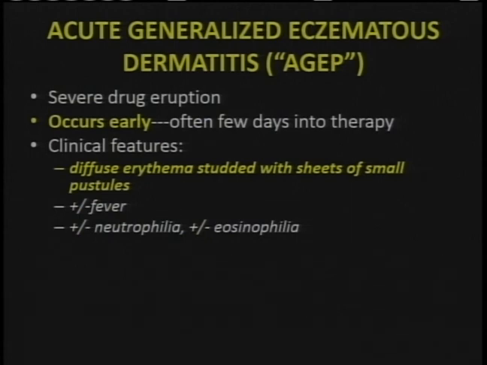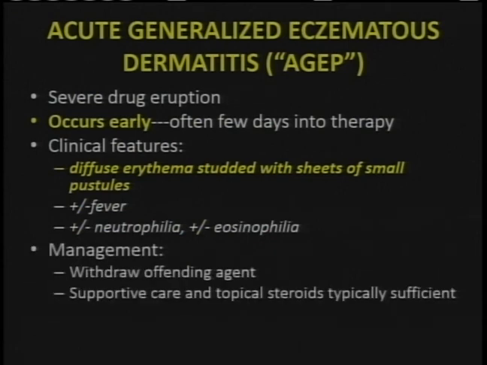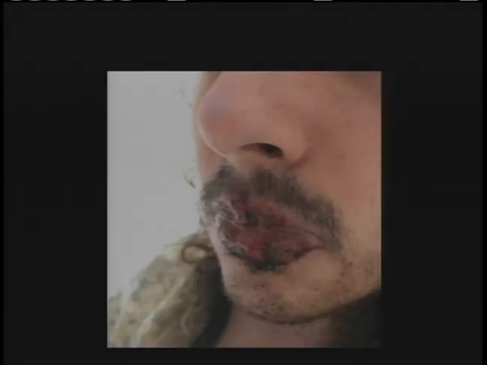Patients can have lab abnormalities with neutrophilia or eosinophilia, but they don't always have eosinophilia, so you have to be cognizant that not all drug eruptions will present with elevated eos. And the management is just withdrawal and then supportive care. They turn around pretty quickly just with topical steroids and getting them off the offending agent.